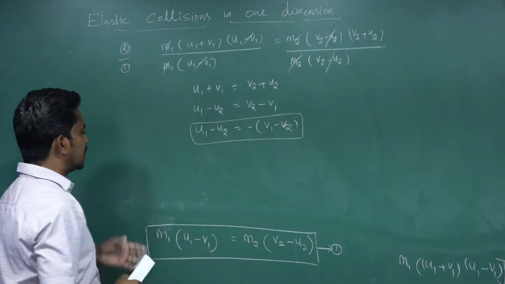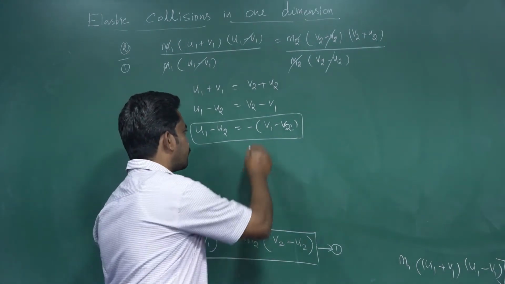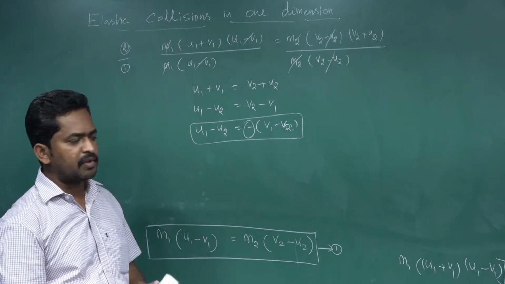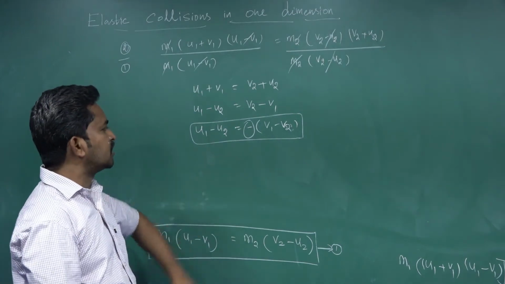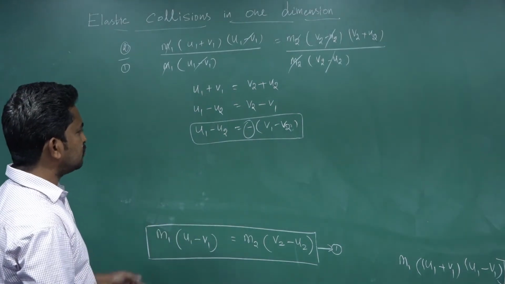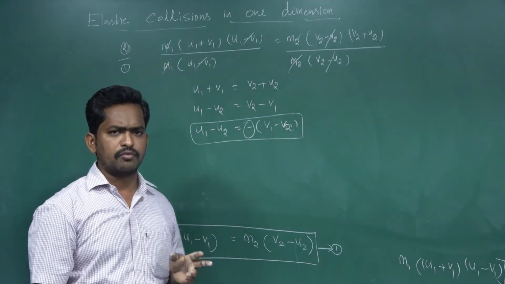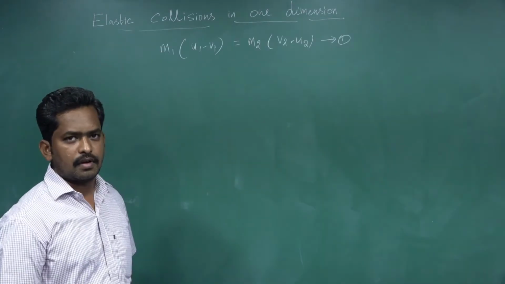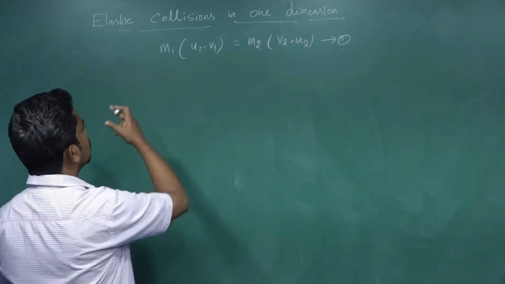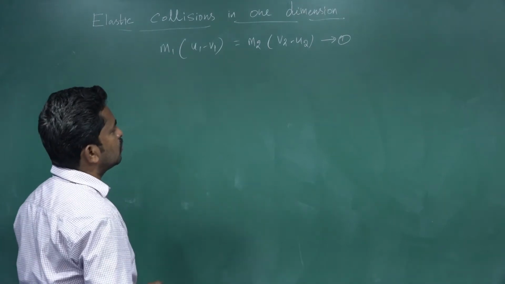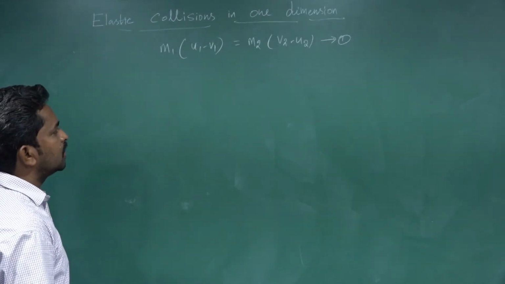In this solution, your equation shows the relative speeds before collision and after collision are almost equal, but in opposite direction. Next, I want to calculate the final velocities of the two elastic bodies after collision, v1 and v2. Here you know well the first equation: m1 of u1 minus v1 is equal to m2 of v2 minus u2. So I want to calculate the v1 and v2 values.